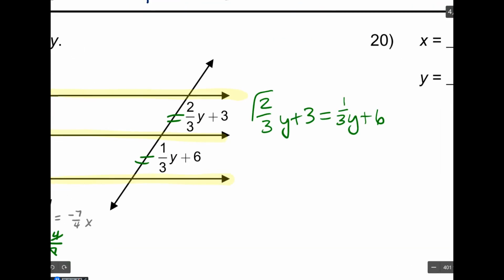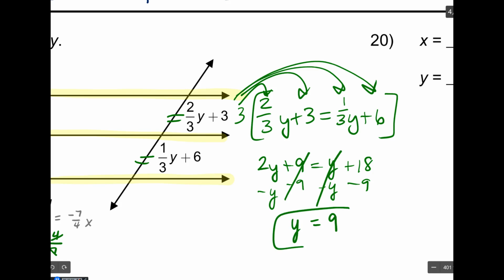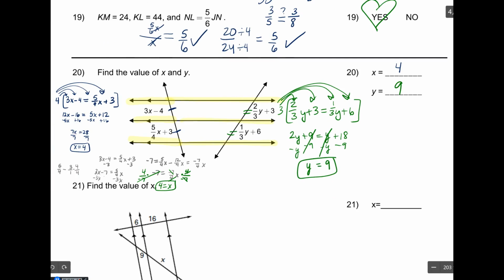So you can guess the first thing I'm going to do is get rid of these little fraction babies. So 3 times 2/3, more or less that bottom part cancels out. But don't forget to distribute the 3 to every single thing. 2y plus 9 equals y plus 18. Subtract y, minus 9. So that goes away, that goes away. Y equals 9. Wonderful.